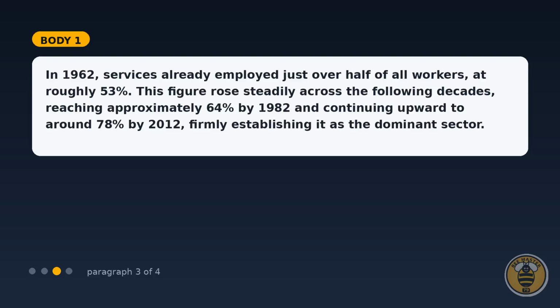Body paragraph 1 on services. In 1962, services already employed just over half of all workers at roughly 53%. This figure rose steadily across the following decades, reaching approximately 64% by 1982 and continuing upward to around 78% by 2012, firmly establishing it as the dominant sector.